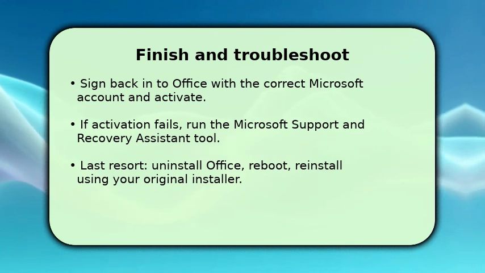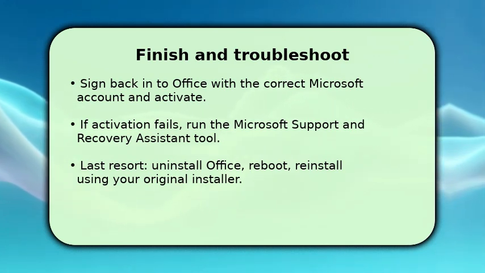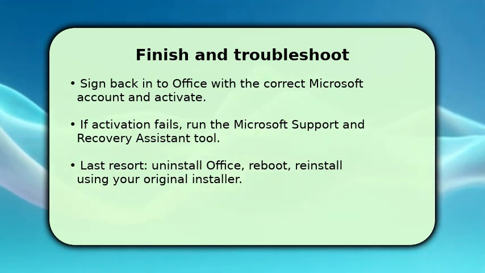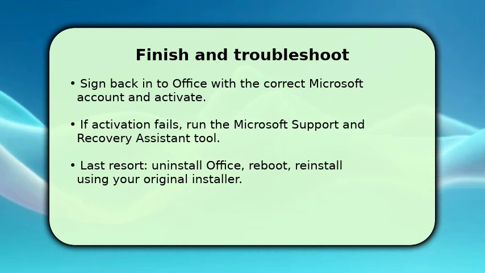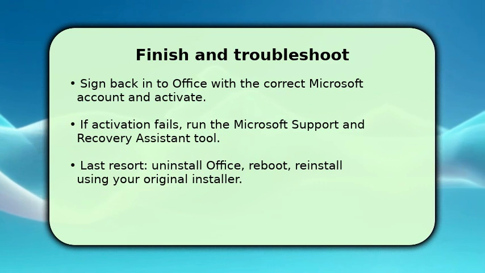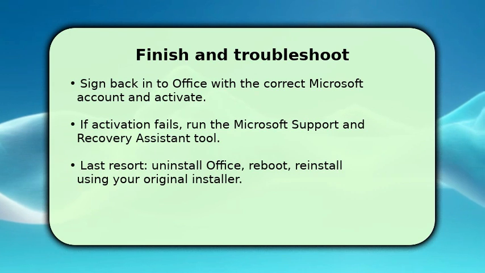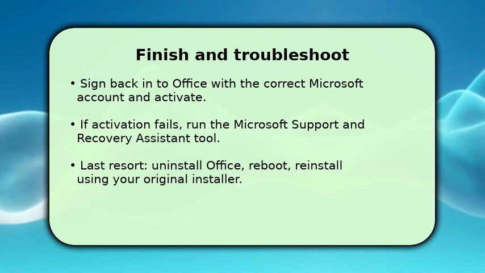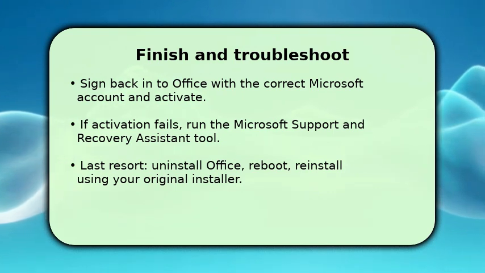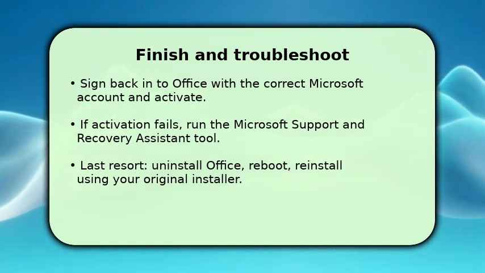If activation still fails, run the Microsoft Support and Recovery Assistant to capture logs and apply guided fixes. Make sure to note any error codes it shows. As a last resort, uninstall Office, reboot, then reinstall from your original installer and activate. If problems persist, record the error code and contact Microsoft Support for account or entitlement checks.